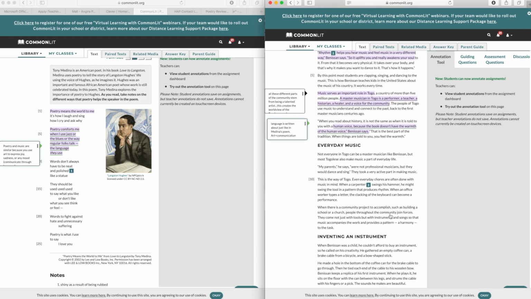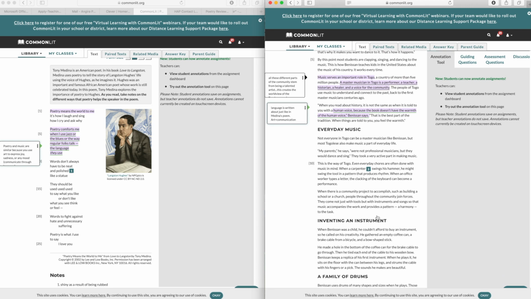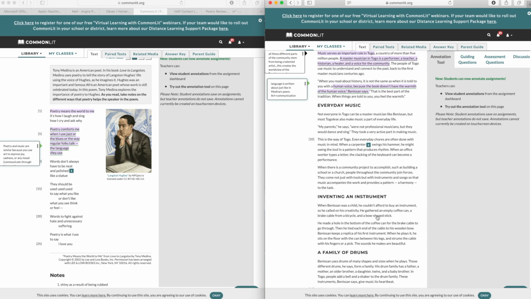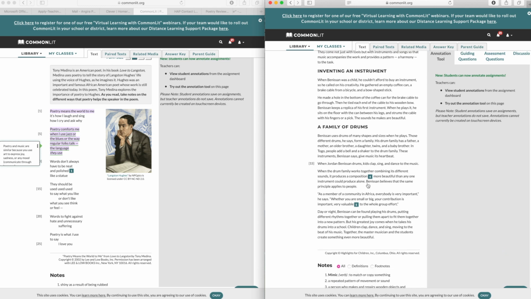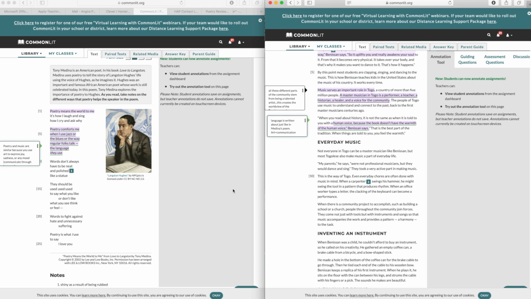All right. Anything else that I could see in here that tells me about different feelings? He talks about everyday music. He talks about community. People join forces. I think for the most part, this was a good example. So let's go back to the poem. "Words don't always have to be neat or polished like a statue. They should be used to say what you like or don't like, what you see, think, or feel."